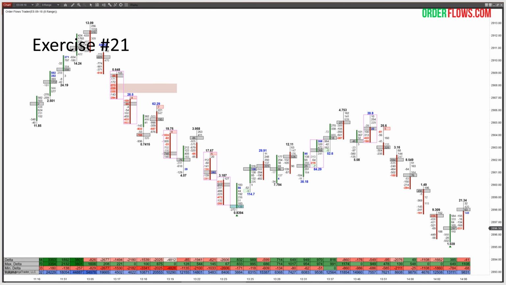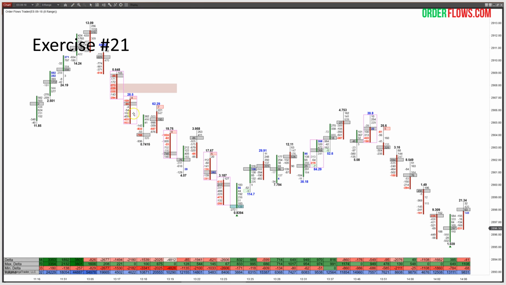Okay, so this is actually the last exercise. This is exercise number 21. What do you see? This is actually a delta footprint chart. Before, as I said, don't necessarily watch the price action, watch the deltas, but this is a delta footprint chart, so this one you should be looking at the main chart.